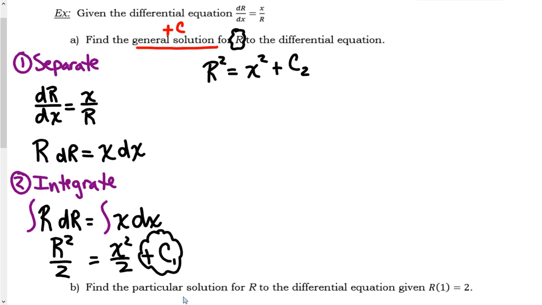So here we have r squared. I'm so close to having my general solution, but I want to get r all the way by itself. In order to do that, I would need to take the square root of both sides.